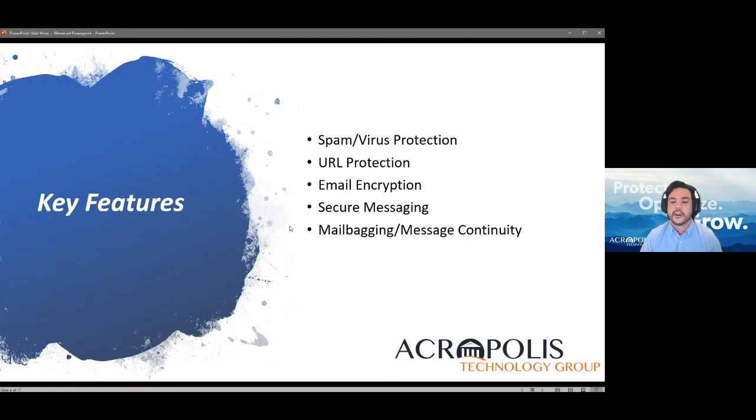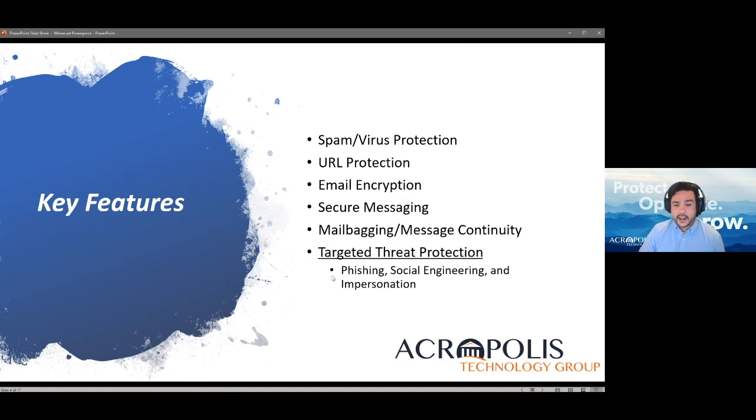This is kind of a lesser known feature of Mimecast, but mailbagging or message continuity is a really, really handy tool. So in the event that maybe your Exchange server goes down or Office 365 is having trouble, Mimecast gives you the ability to log into a console and actually view, send and receive emails directly from the Mimecast portal until that Exchange server comes back up. So great little stopgap there for any situations where you're not able to be productive because your email server went down. Mimecast kind of fills that gap until the server comes back up.